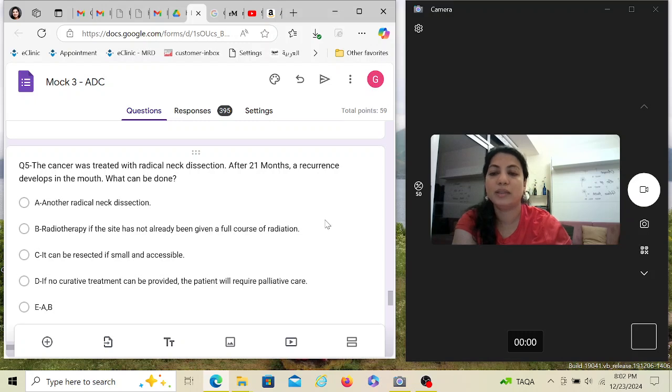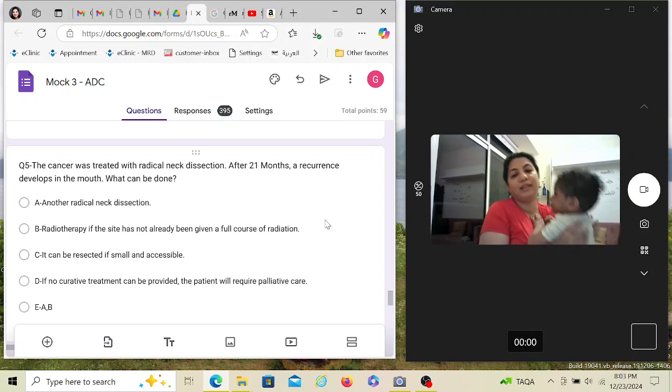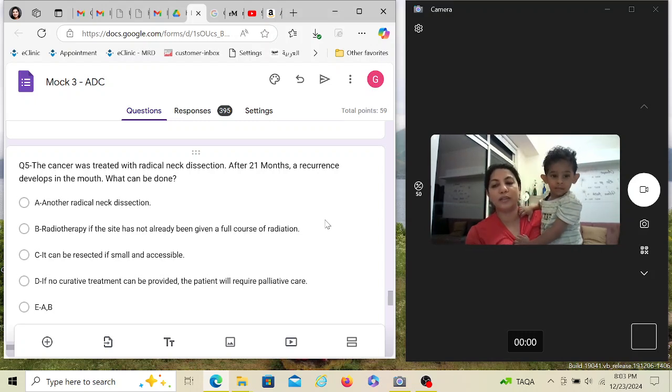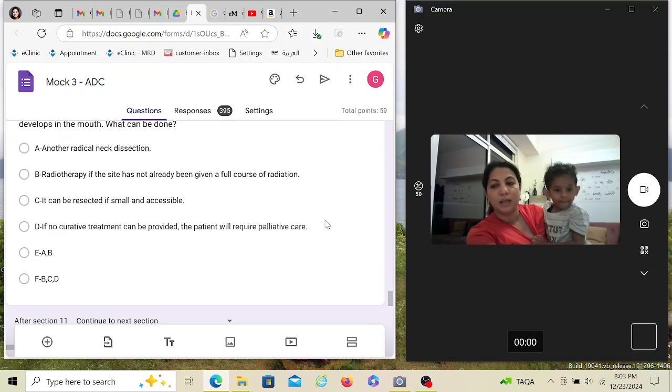The cancer was treated with radical neck dissection. After 21 months, a recurrence develops in the mouth. What can be done? Once you already have a big surgery done, there's no point doing another surgery. The only thing you can do is palliative care, or it can be resected if small and accessible, but if it's large, then you cannot. If no curative treatment can be provided, the patient will require palliative care. That is true. The answer here is BCND.